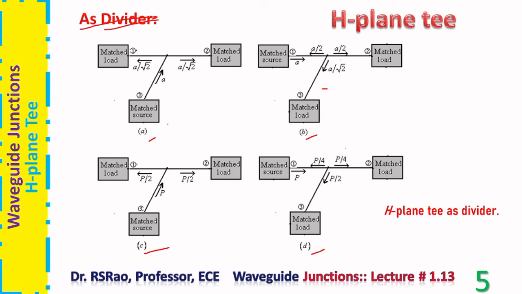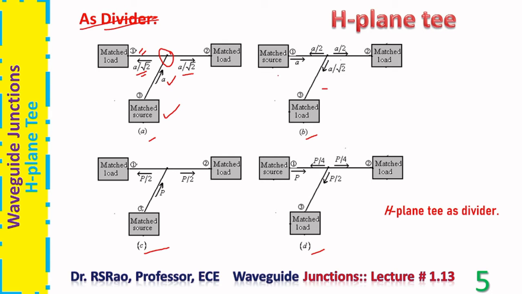In A, a matched source is connected to the sidearm port. Let us suppose the amplitude of the wave that is injected into the sidearm is A. Then this wave enters into the junction region. It gets divided into two parts whose amplitudes are A by root 2, A by root 2. So division is into two equal parts. One part appears at port 2, another part at port 1. If the terminations at port 1 and 2 are matched, then these two waves enter into the loads without any reflection. This is the case when the source is connected to the sidearm port.